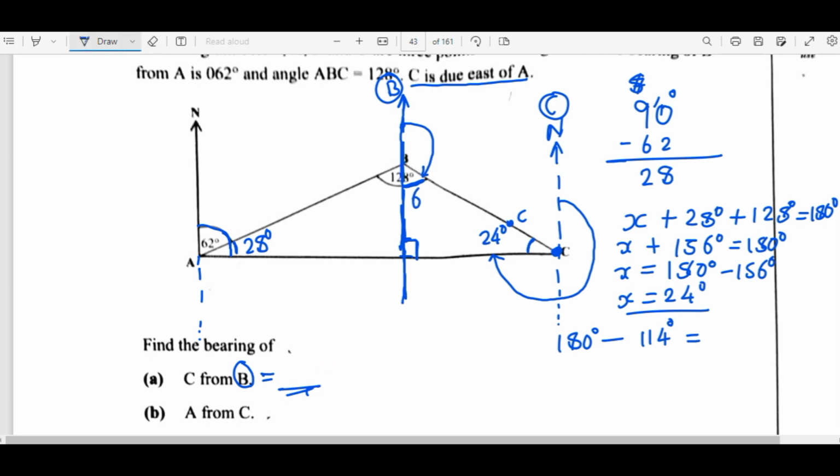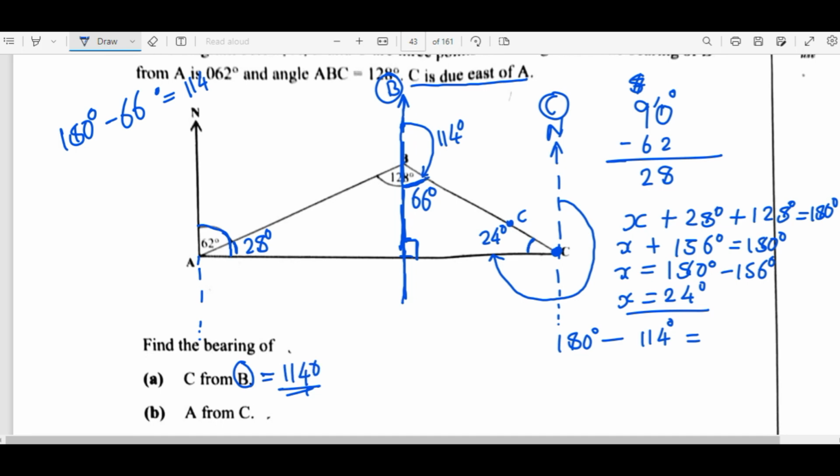So here we are supposed to have 66. Then 180 minus 66 will give us 114. So this is the angle here. It's 114, not that one.